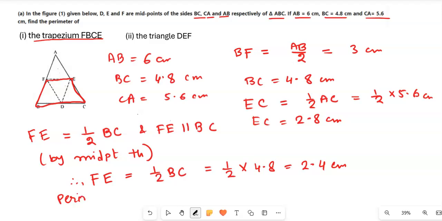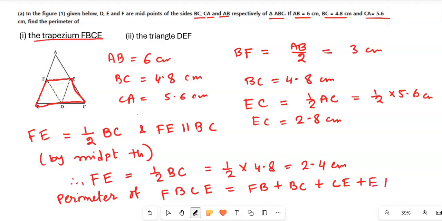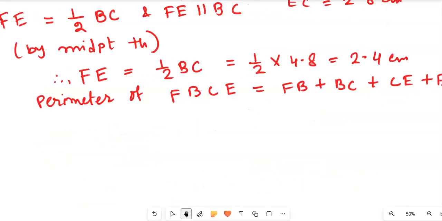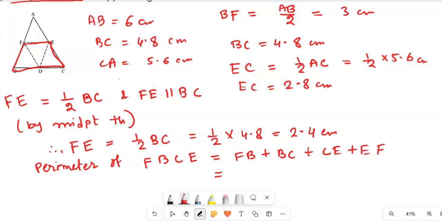Now perimeter of trapezium FBCE equal to FB plus BC plus CE plus EF equal to 3 plus 4.8 plus 2.8 plus 2.4 equal to 13 cm. So this is the perimeter of the trapezium FBCE.